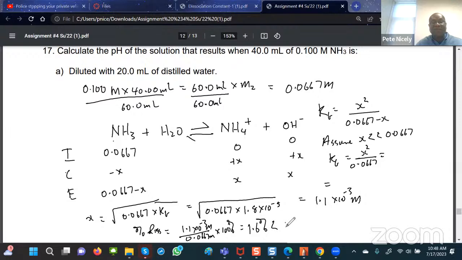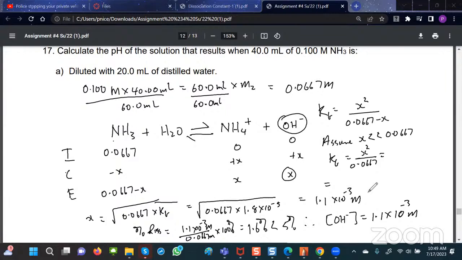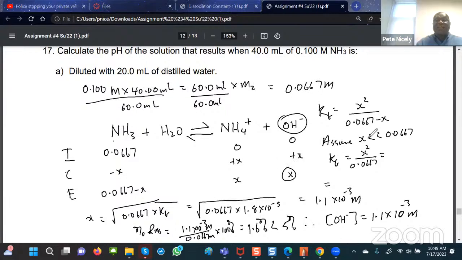Which is obviously less than 5%. So therefore, we can say that X, which is the concentration of OH minus, can be taken to be equal to 1.1 times 10 to the minus 3, all right? But of course, we cannot stop there because the question is asking for the pH. So how would you find the pH? You would find pOH first. Okay, so where shall I squeeze this in? Let me do that up here.